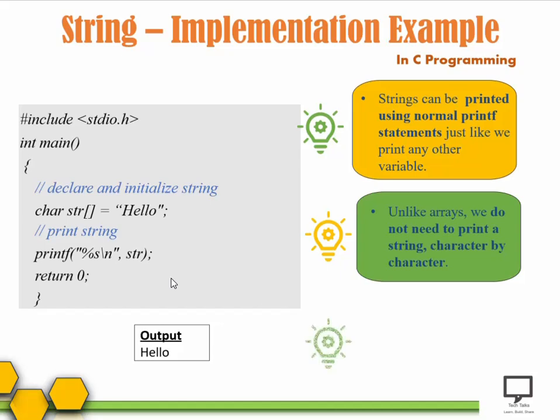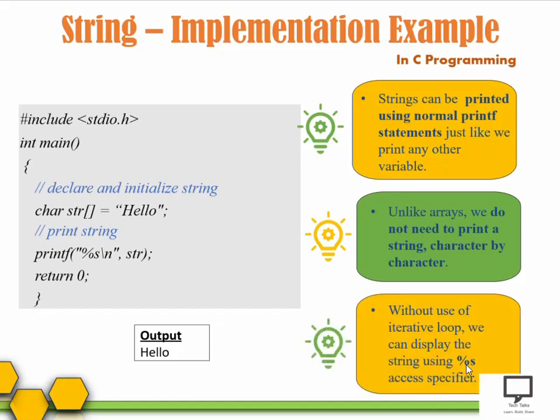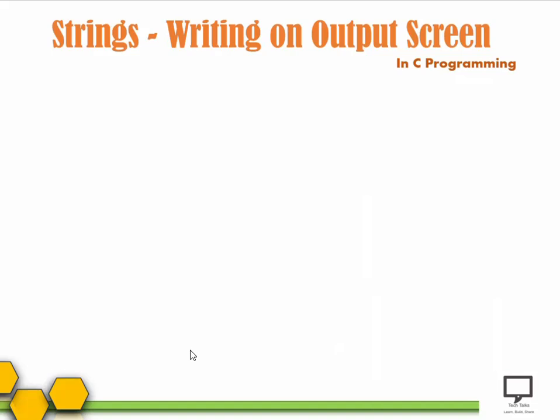Why? Because %s is an access specifier. This is the third point you have to remember: without the use of an iterative loop, we can display the string using the %s access specifier. So %s is the specifier specifically designed to work with strings in C programming. It will help you display the whole string on the output screen, which is hello in our example. Now let's see writing on the output screen in C programming.